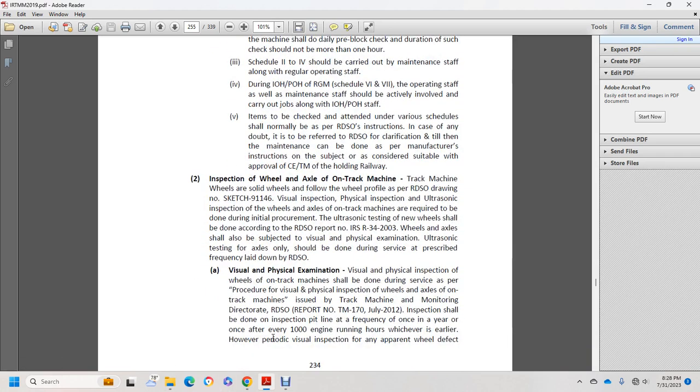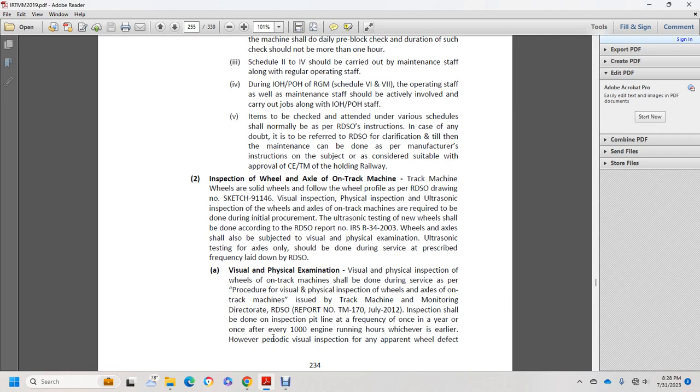Visual and physical examination. Physical inspection of wheels of the track machine should be done during service as per procedure. Physical inspection of wheels and axles for the on-track machines is done as per the track machine monitoring directed by RDSO Report Number TM170, July 2012.